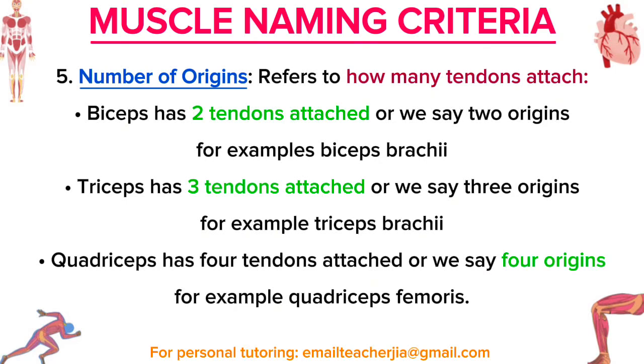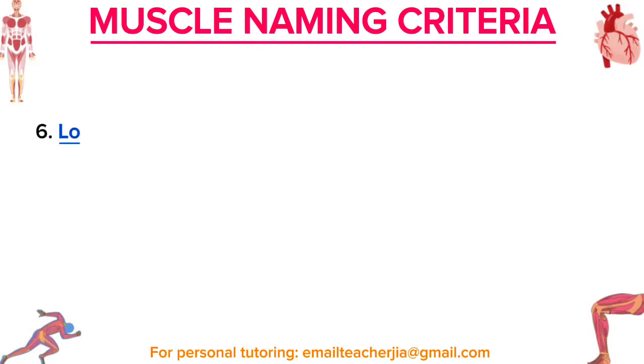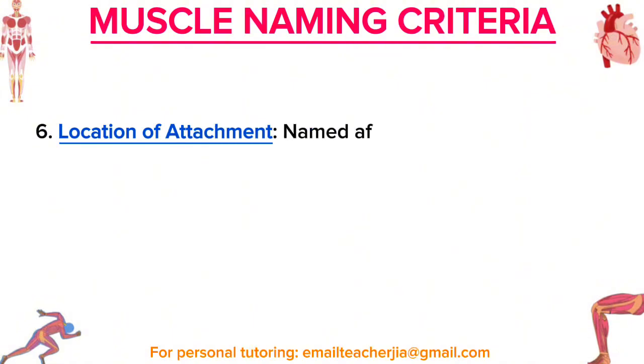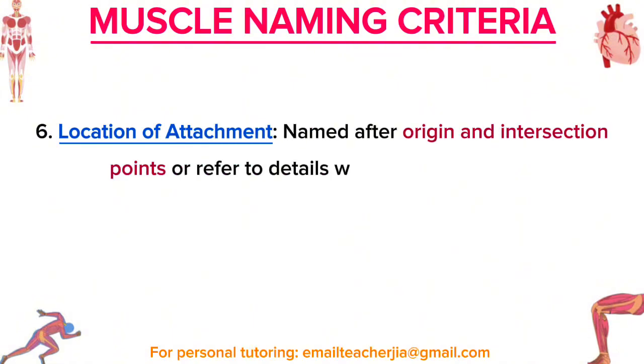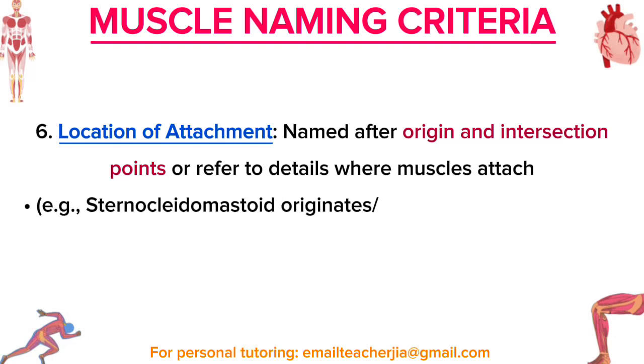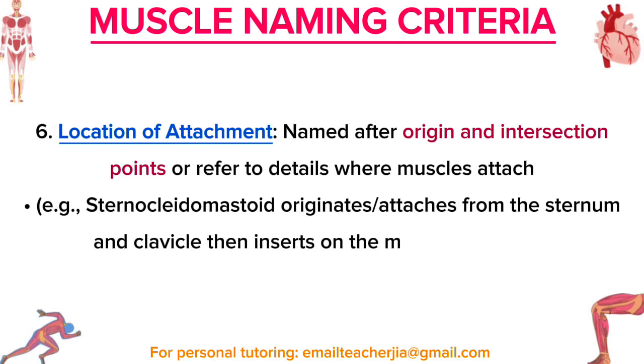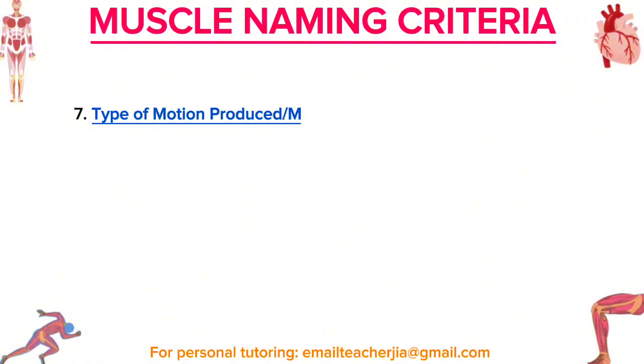Okay, we move to the sixth naming criteria, which is location of attachment. Here, muscles are named after origin and insertion points, or refer to details where muscles are attached. E.g., we have sternocleidomastoid, which originates or attaches from the sternum and clavicle, then inserts on the mastoid process. Thus, the name sternocleidomastoid. Lastly, we have type of motion produced or movement pattern.